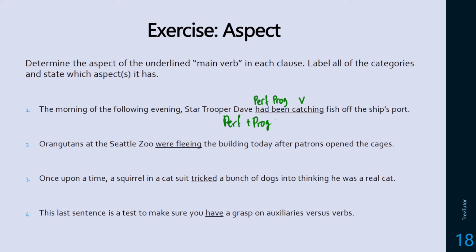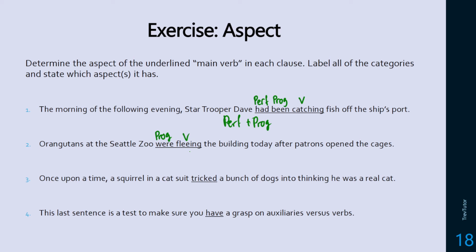Okay. Orangutans at the Seattle Zoo were fleeing the building today after patrons opened the cage. So fleeing is the verb. Were is going to be progressive. It's giving that ing to flee. So yeah, it's going to be progressive aspect.